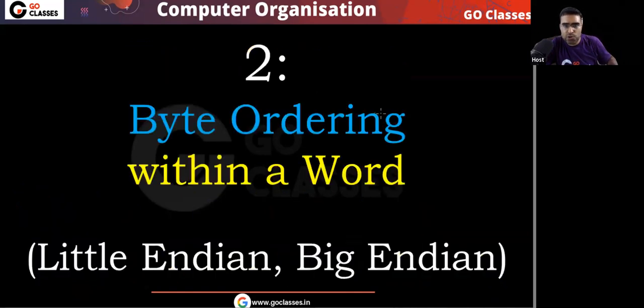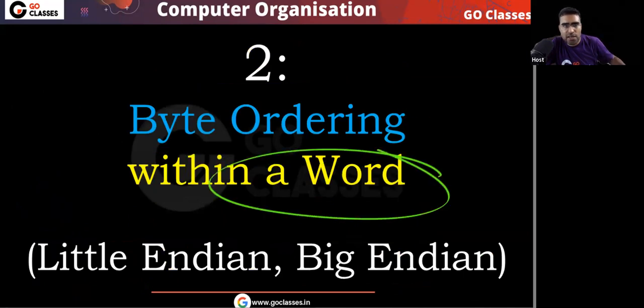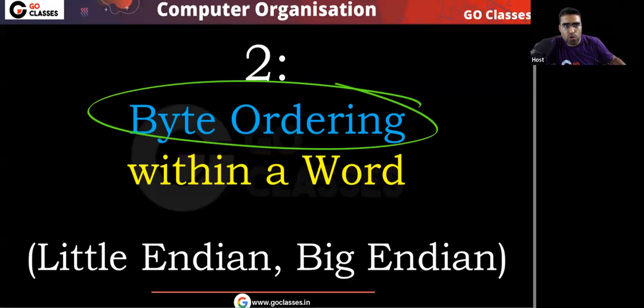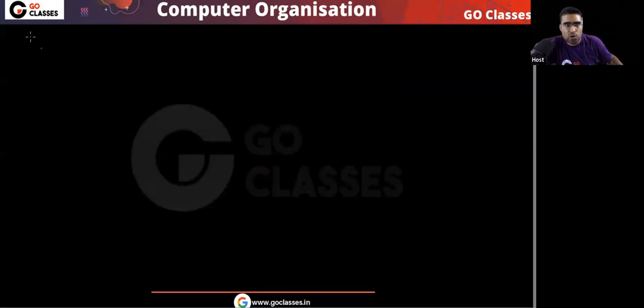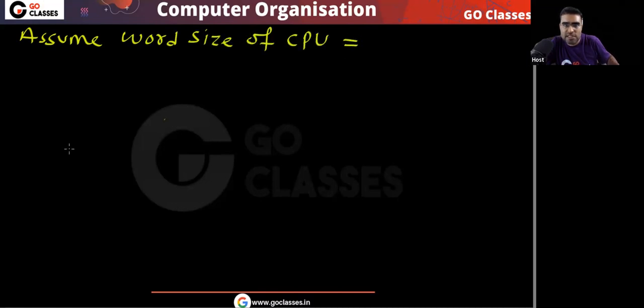So this is what we need to study, byte ordering within a word. If you have a word, then how to do the byte ordering within a word? So the little Endian, big Endian concept for a word. This is what we need to study. Okay, so let's start. Let's assume the word size of the CPU, because word size depends on the CPU. Yes or no? So let's assume that the word size of the CPU is 4 bytes. In one word you have, let's assume, 4 bytes. Is this clear?